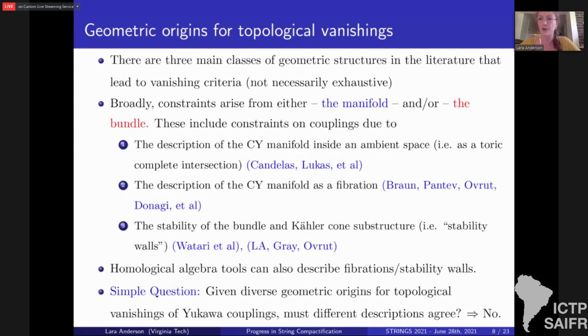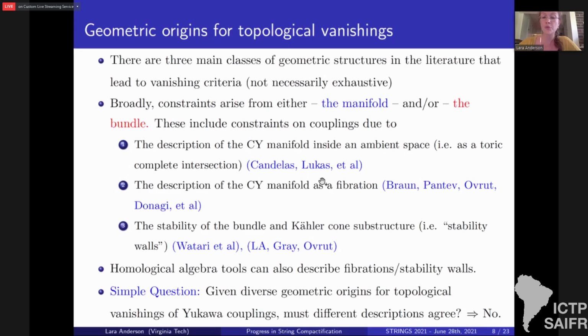Now, the next question you ask is, who cares, right? Can you actually see some structure? Does this tell you anything about what classes of theories you might want to write down or what types of geometries might be of interest to you? So the first question you can ask is, given diverse geometric origins for topological vanishings, if I have, say, constraints on the couplings due to the description of the manifold in some ambient space or to its description as a fibration, will I get the same data from different geometric origins, the same topological vanishings from different descriptions?